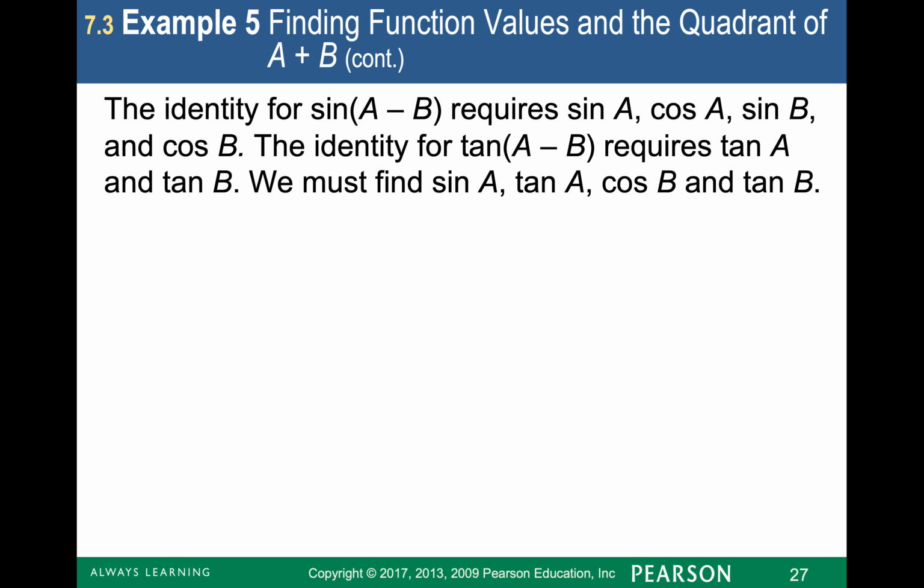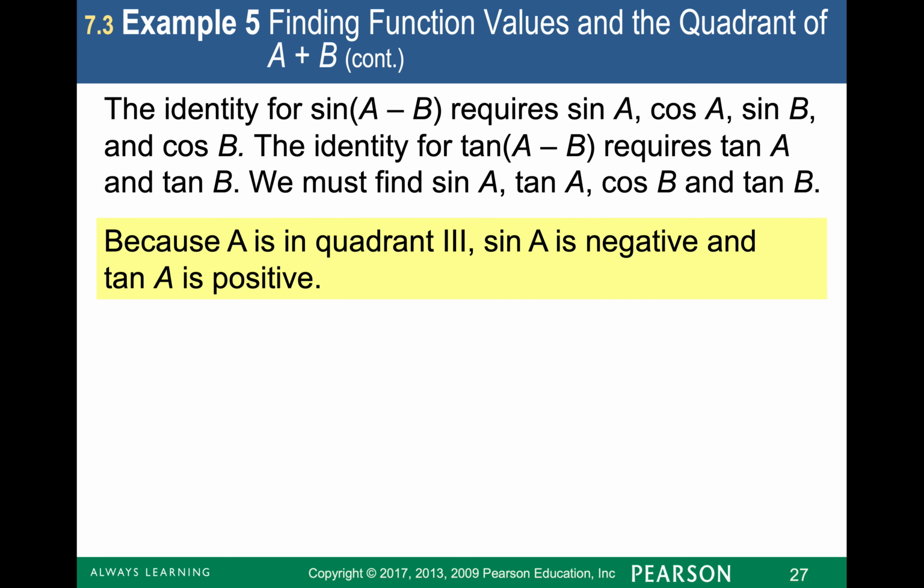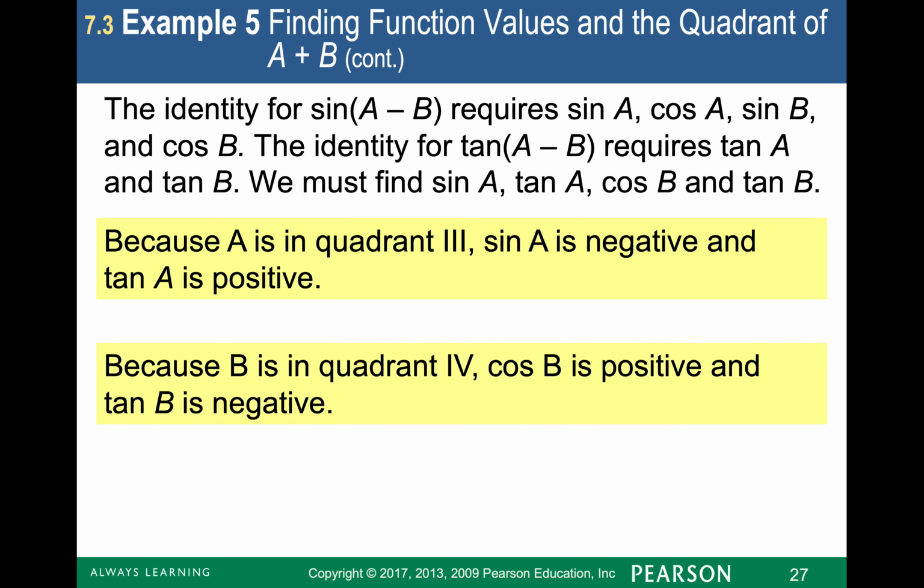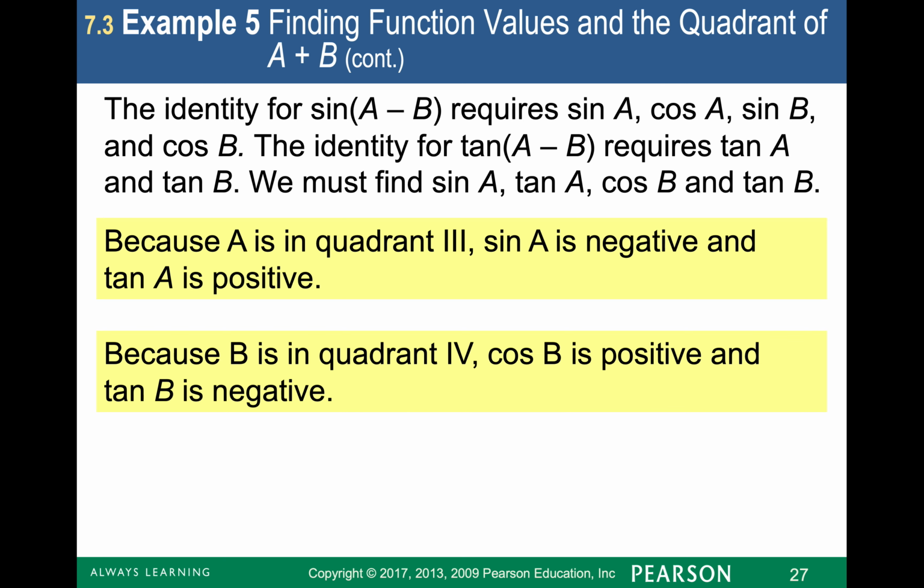So if I want to identify the sign of A minus B, but I'm given a specific quadrant, then I've got to make sure that I'm utilizing the information. In quadrant 3, sine of A is negative and tangent of A is positive. So that's why it's going to be really important that you pay attention to what quadrant you're in, and then based on that, you make the correct assumptions.